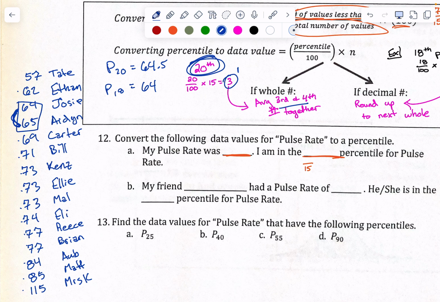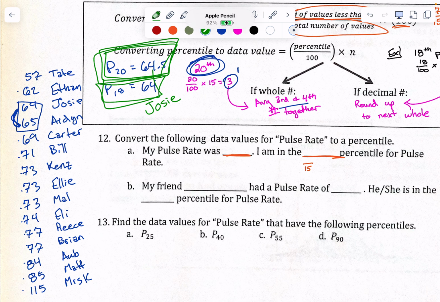That makes sense? So like here, we would say that P20 right here is 64.5. It wouldn't be an exact person. Versus P18 would be 64, which is Josie. So there wouldn't be a person associated with P20. It would just be the value 64.5.